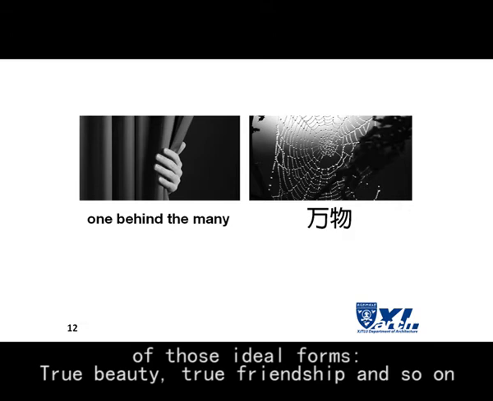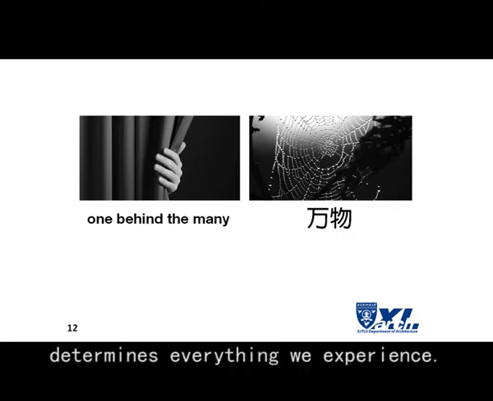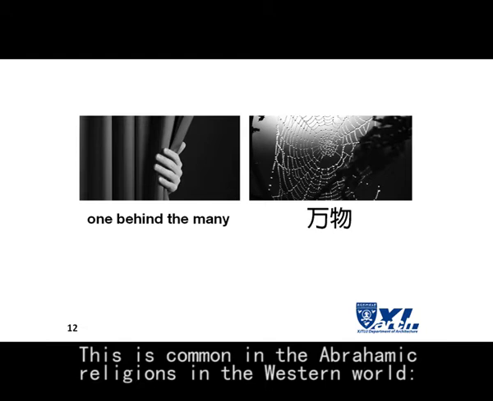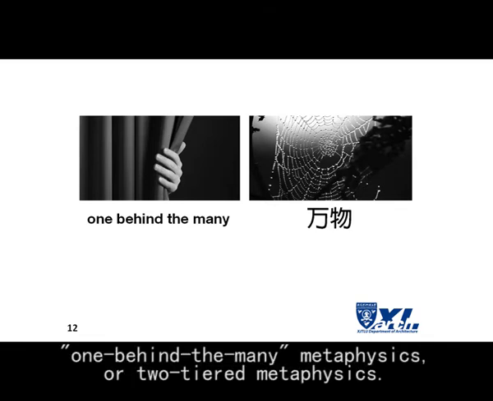True beauty, true friendship, and so on, exist in some domain that we cannot access, but that domain determines everything we experience. This is common in the Abrahamic religions in the Western world, Judaism, Islam, and Christianity, and it has been called one behind the many metaphysics, or two-tiered metaphysics.